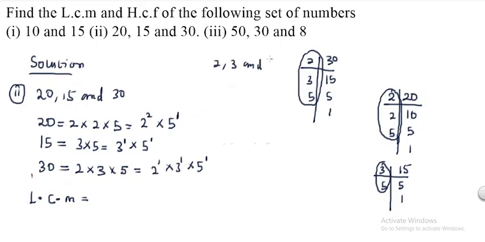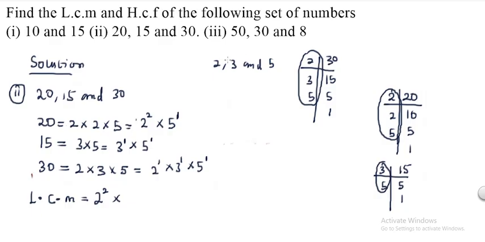For my LCM, the prime numbers I have for 20, 15, and 30 are 2, 3, and 5. Those are the numbers that appeared here and here and here. First of all, I go to number 2. Then I check which one has the highest power of number 2. If I look at number 2 here, we have 2 to the power of 2. There's no 2 here. But we have 2 to the power of 1 here. Now I'll pick the one that has the highest power. So I'll be picking 2 to the power of 2.